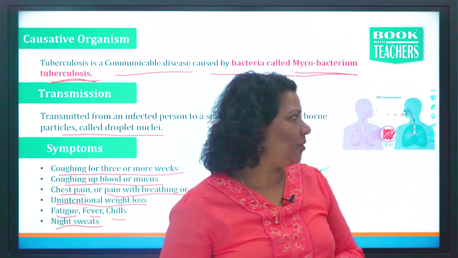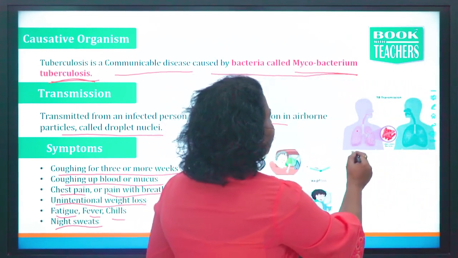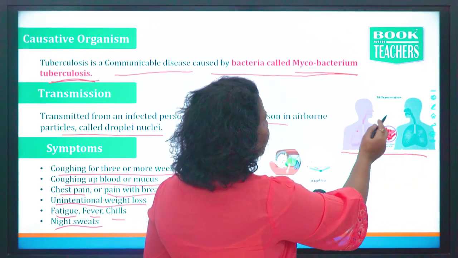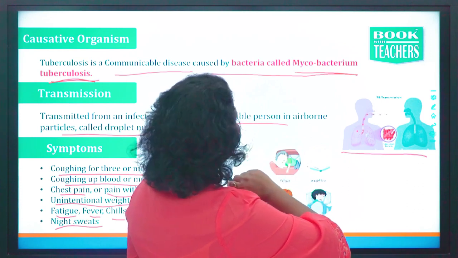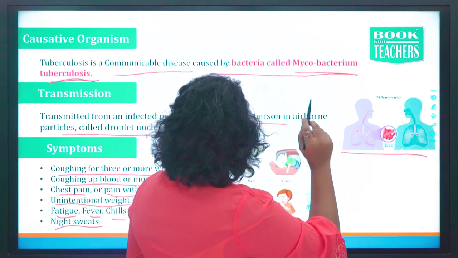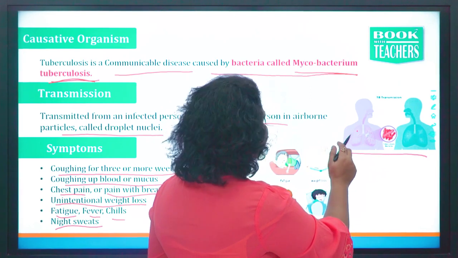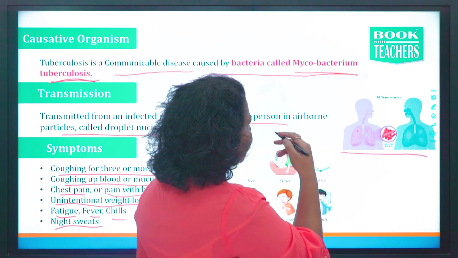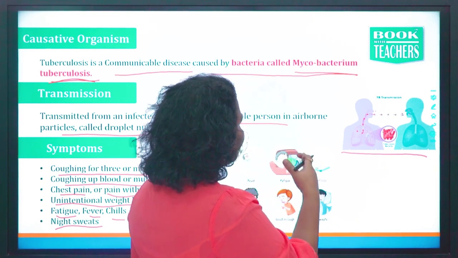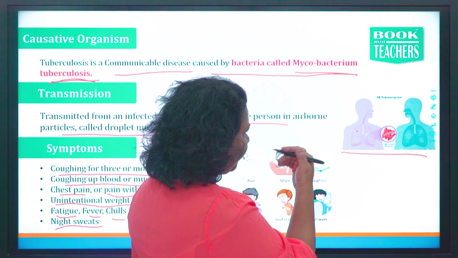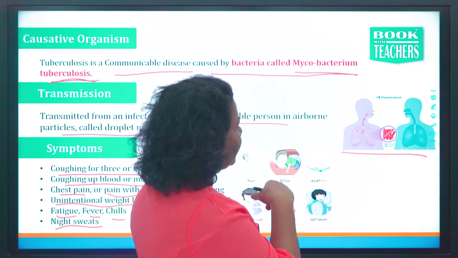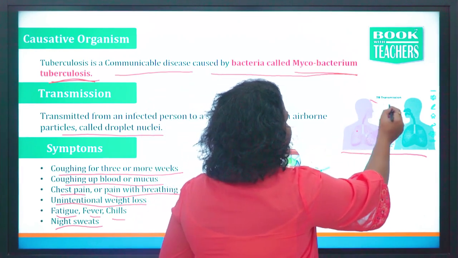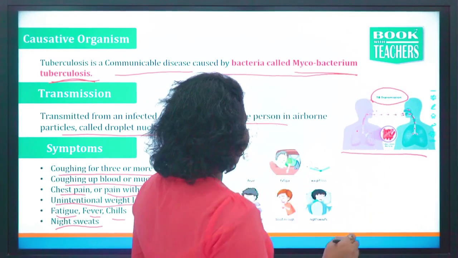So, you can see the images over here. This is the TB transmission. The transmission is from the infected person to the susceptible person through airborne particles called droplet nuclei. When the infected person coughs, those droplets spread in the air, and when the susceptible person inhales those droplets, he gets infected.